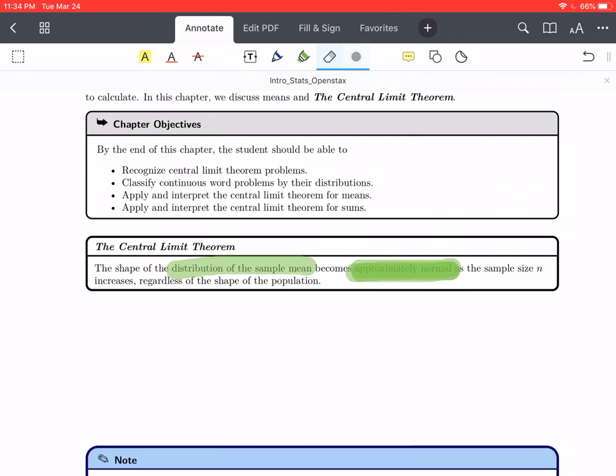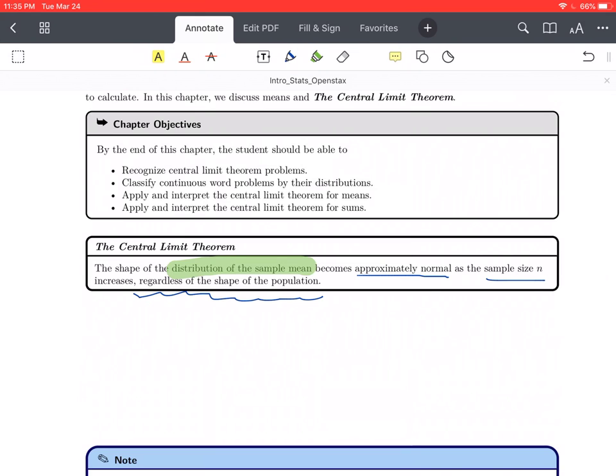When we say approximately normal, that just means regardless of what shape the population has, as the sample size gets larger and larger, the distribution of that sample mean, the average value of any of our samples, those values are going to become distributed normally. So that's good for us because we can work with a normal distribution a lot better than any other type.